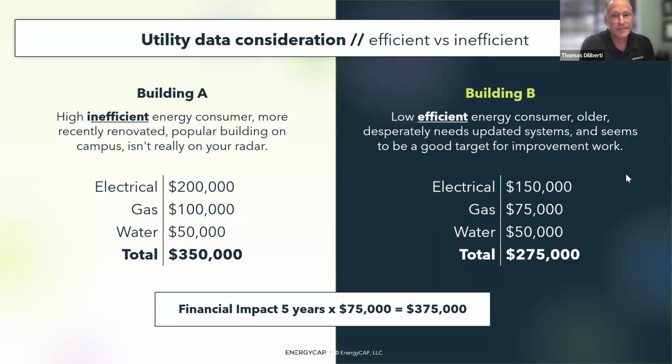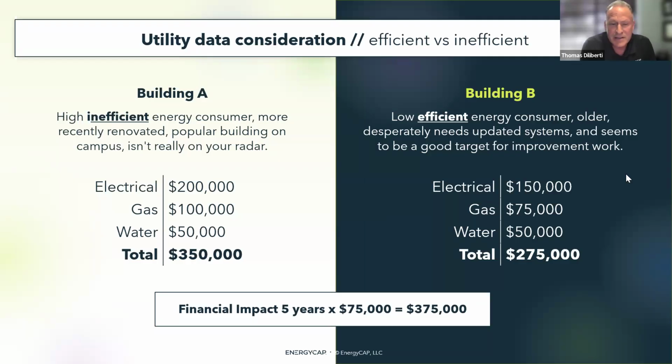So let's start taking a look at some data. I came up with a couple examples here that I think might be valuable. I wanted to highlight why it's important to consider your utility data when making some of these changes. So this is crude. I recognize it's made up information, but it's more the concept that I'm trying to share about what is out there. And if you look for it in your data, you're likely to find it. So I want to do a comparison between two buildings, a building A and a building B. So let's suppose building A is a high energy consumer, but it's inefficient. It's more recently renovated. It's a popular building that's on your campus.